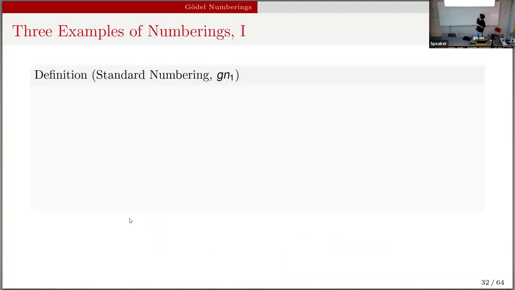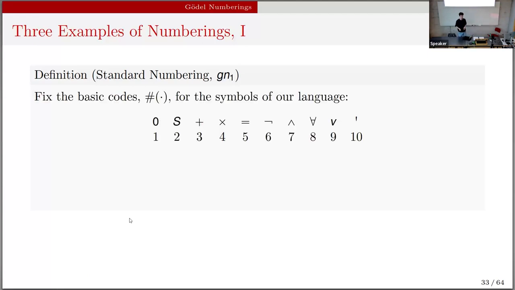Okay. So first example of numbering, the standard numbering, which you can find, for example, already in Gödel's famous article on incompleteness. So the first step to set up the standard numbering is to fix the basic codes of the symbols of our language. So we're going to associate to each symbol of our language a certain natural number.